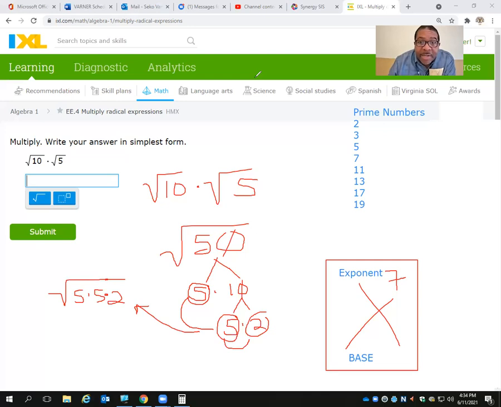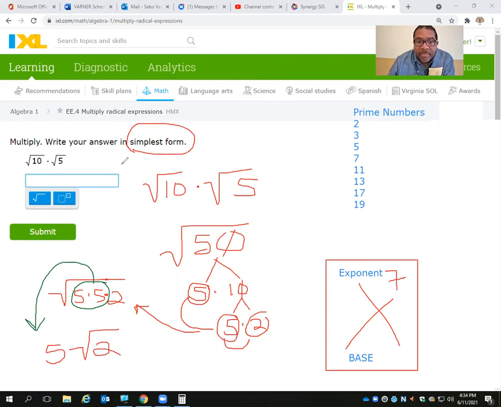Now, check this out. I see twins, right? Don't you see the twins? I see the twin 5s. So the twin 5s are going to go out in front of the radical sign, and it'll be 5, the 5 family, radical sign 2. That's the simplest form.